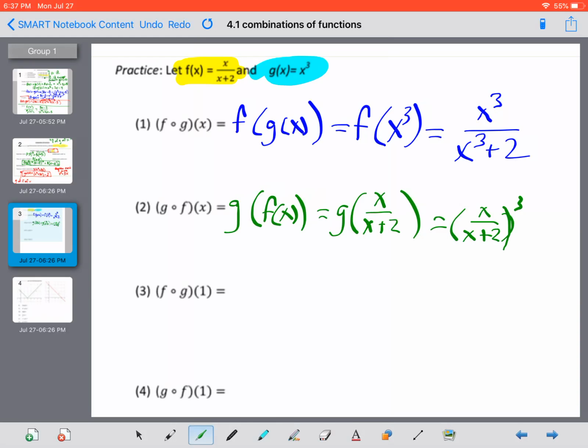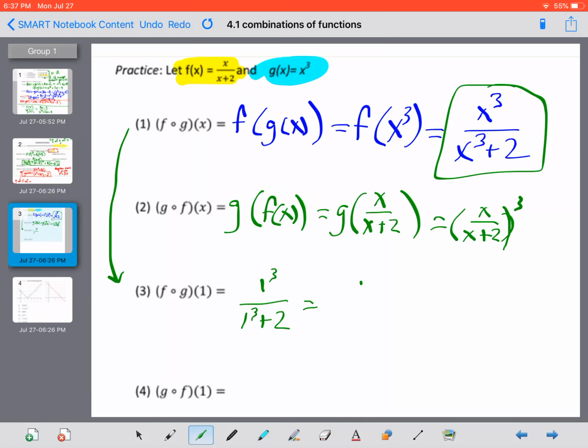Alright, let's do f of g of 1 here. Alright, well there's sort of two different ways to do this. One thing we could do is, we already know that the f of g of x function is equal to x cubed over x cubed plus 2. We found that in problem 1. So I can just evaluate this function at 1. So this would be 1 cubed over 1 cubed plus 2. That's 1 over 1 plus 2. That's 1/3.